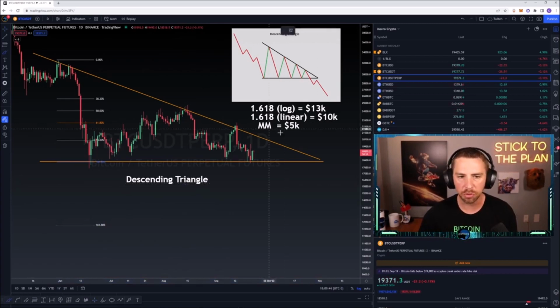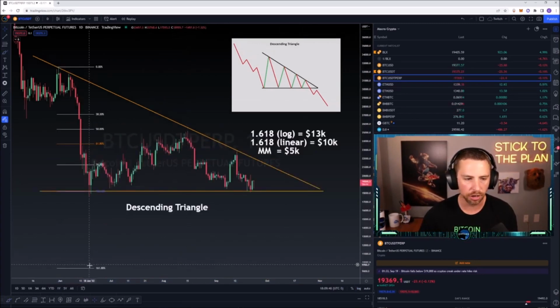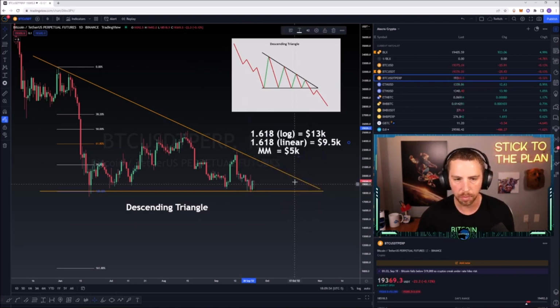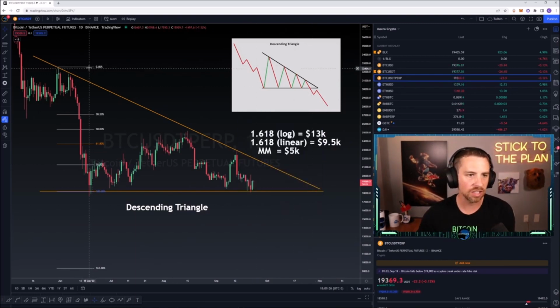Number 2, if we put it back on linear, you'll see that this is almost right at 10K. I think it was 9.3. So let's call it 9.5 just for a nice even number. And lastly, the measured move.